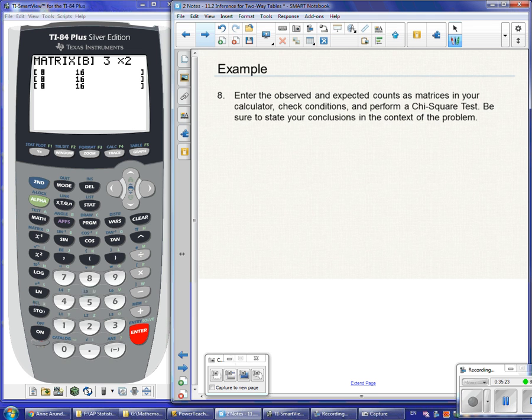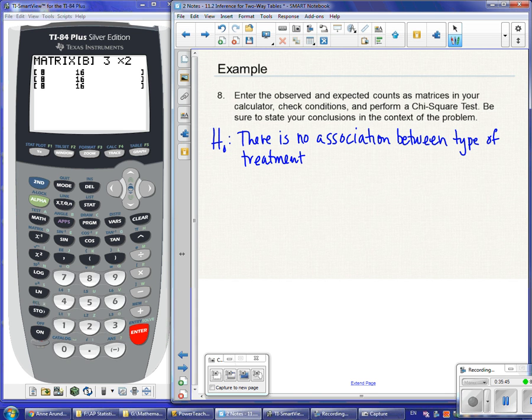So the first thing I'd want to do is state my hypotheses. And again, this would be that there would be no association between the type of treatment and relapse. Okay, no association. My alternative would be, I think there is.